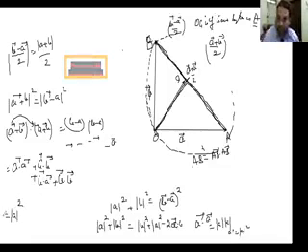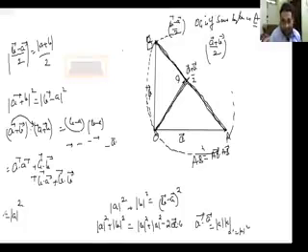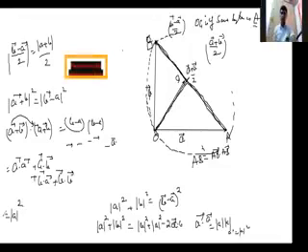Okay. What is a dot a? A dot a is nothing but mod a square, because what is the angle between a and a? 0. So what is a dot a? Mod a into cos 0.